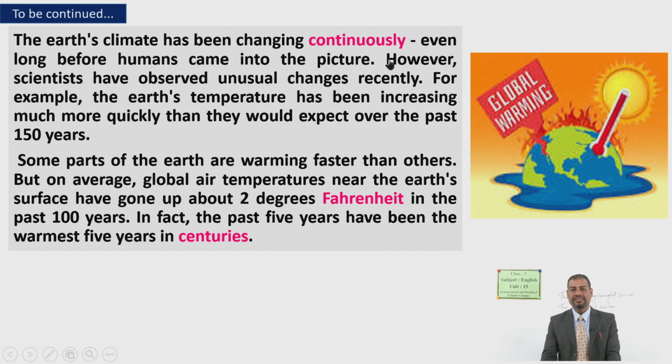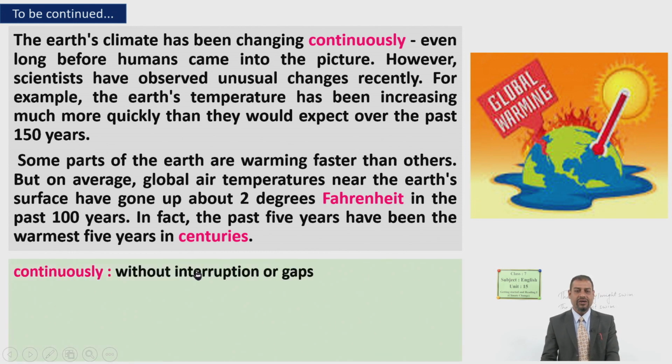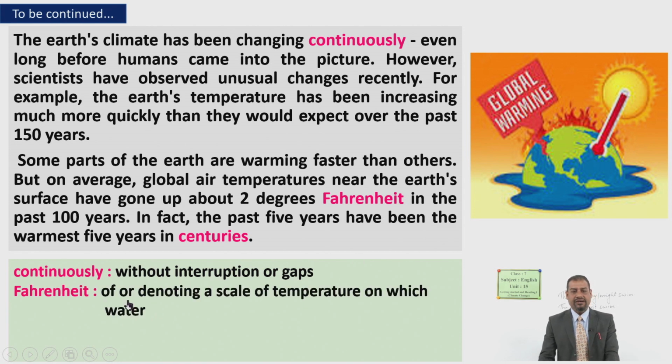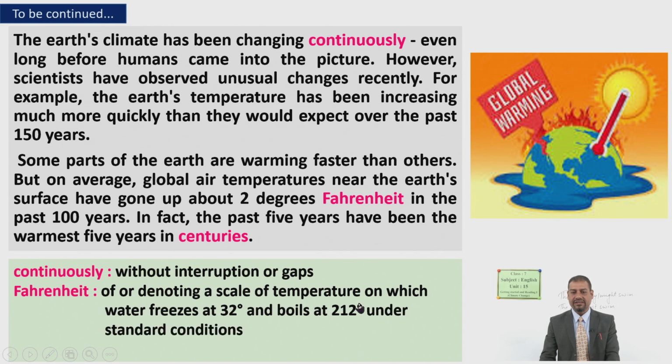Now there are some words like continuously, Fahrenheit, centuries. So have you got the meanings of these words? So what is the meaning of continuously? Can you tell me? Okay, see, it is without interruption or gaps, without any stop, okay? Stoppage, you have to understand. Next one is Fahrenheit. Fahrenheit means it is of or denoting a scale of temperature on which water freezes at 32 degrees and boils at 212 degrees under standard conditions. So Fahrenheit is a measurement of temperature, okay?